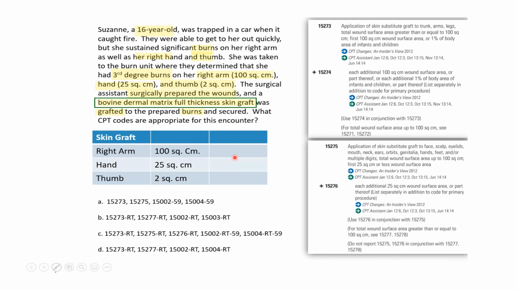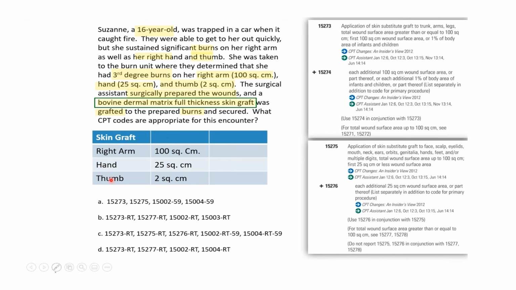Right arm has 100 square centimeter. So application of the skin substitute, because it is a bovine dermal matrix graft, and here the body area is arm. So I will require the code 15273. And how much does it cover? It covers equal to 100 square centimeter. Area greater than or equal to 100 square centimeter, first 100 square centimeter. So right arm is taken care of by the code 15273.